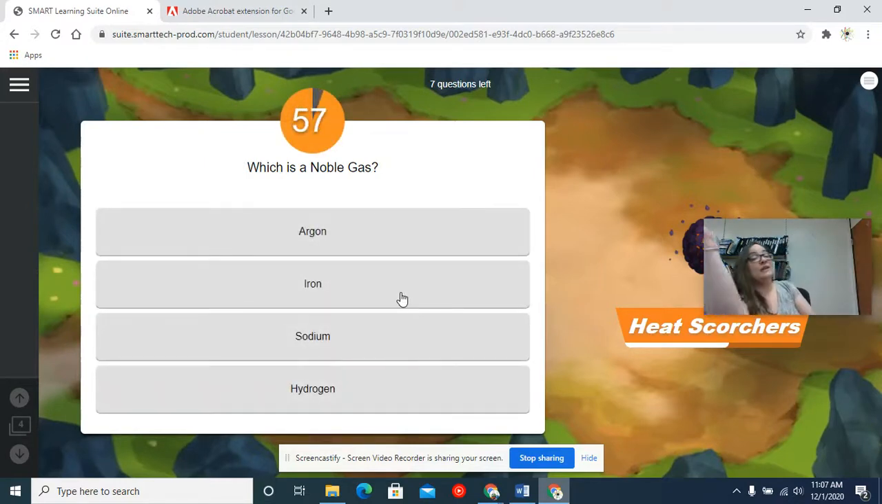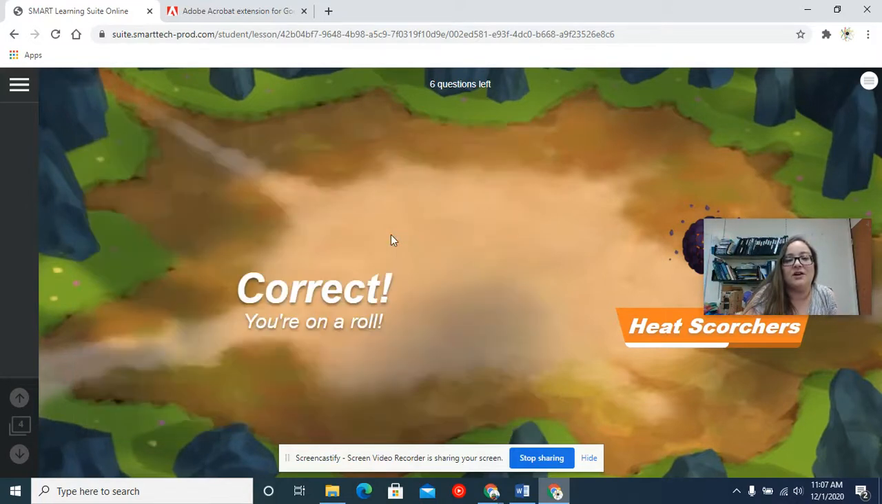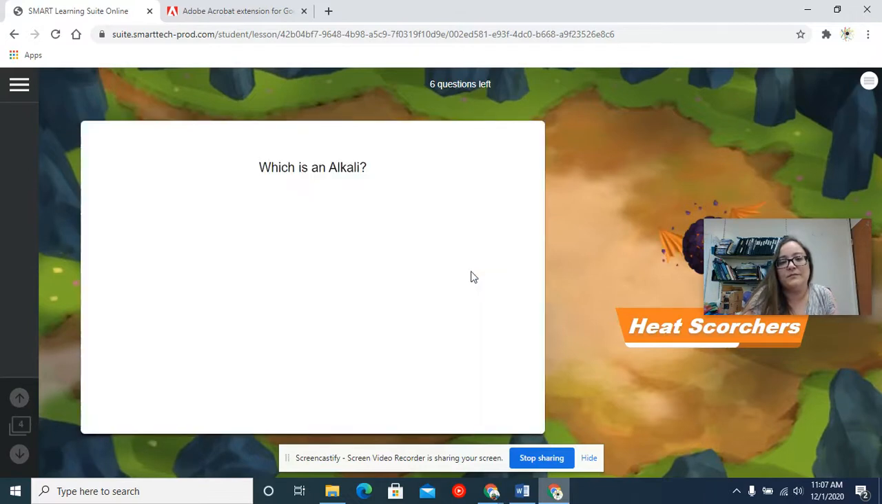Which one of these is a noble gas? So noble gases are family 18 over there on the far right: helium, neon, argon, krypton, xenon, and radon. And there's argon as number 1.